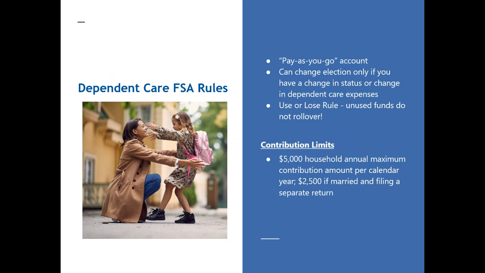And this is a use it or lose it account, meaning unused funds do not roll over to the next plan year. So if you have money remaining in your dependent care FSA for 2020, it's important that you spend that money by December 31st. There are some contribution limits for this account as well, $5,000 annually per household, unless you're married filing separate returns, then your maximum is $2,500 for the calendar year.